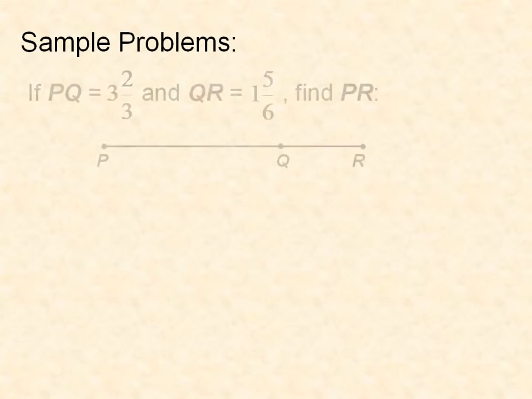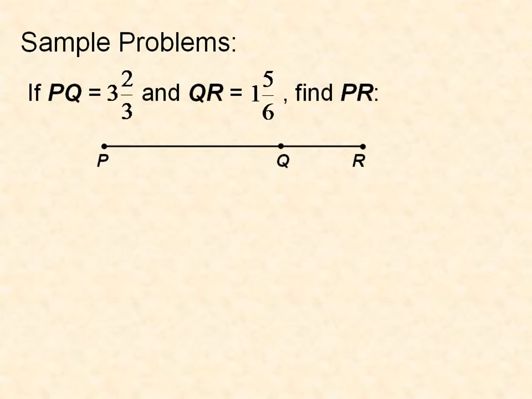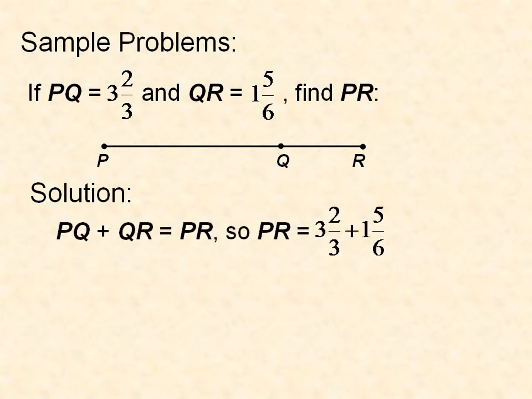Here are some sample problems. If PQ is 3 2/3 and QR is 1 5/6, find PR. In other words, we're given the lengths of PQ and QR and asked to find the length of PR. The solution is to use the formula PQ plus QR equals PR. So PR is 3 2/3 plus 1 5/6.